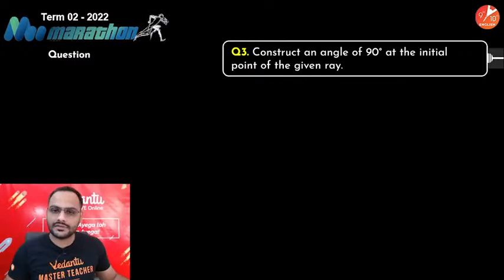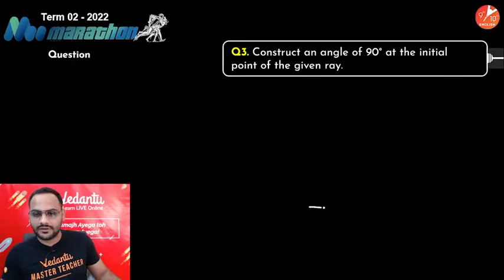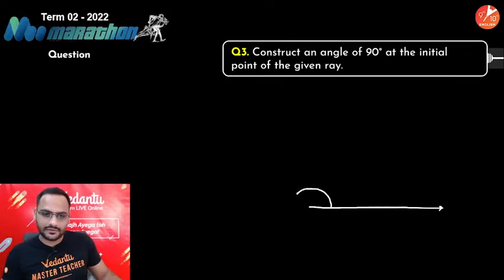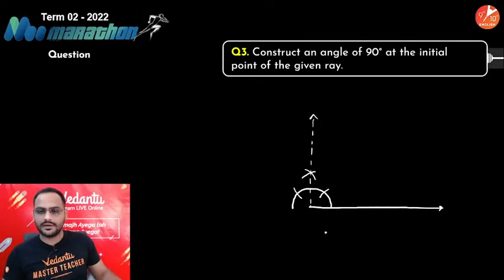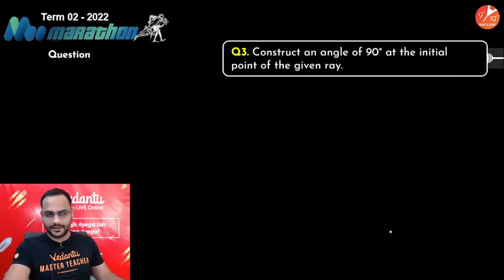Construct an angle at the initial point of the given ray. It's pretty easy. Angle of 90 degree we know how to draw. First we'll draw a ray. Here we'll make one semicircle around this. First angle 60 degree, second cut 120 degree. The bisector of these two will give me 90 degree. ठीक है? This is what will be your 90 degree. It's pretty easy. Okay, amazing.